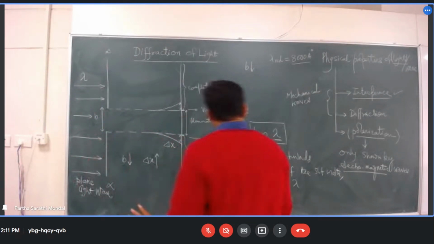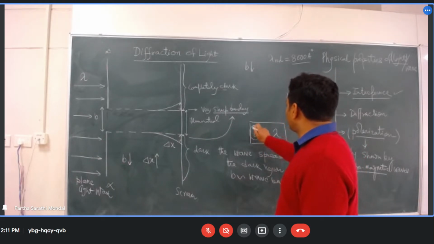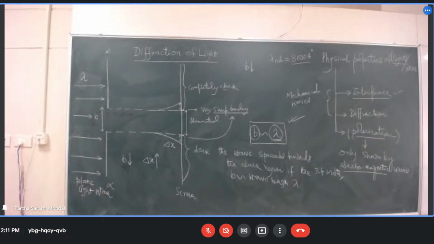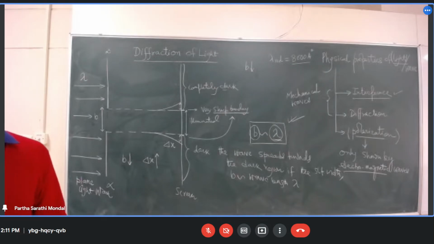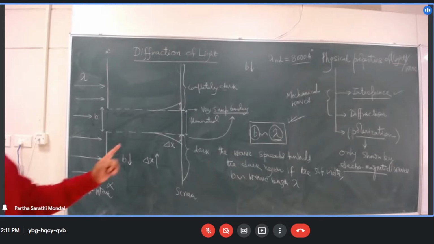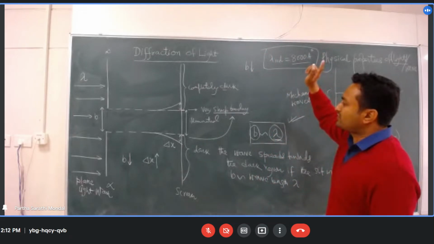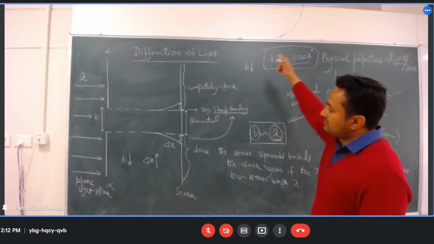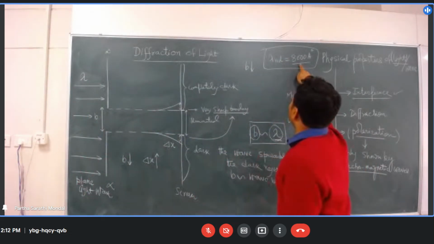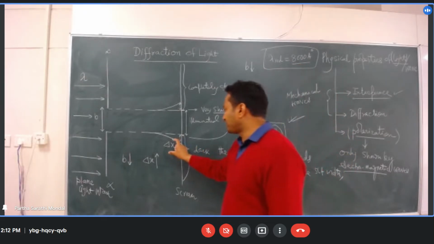Now you just remember that the diffraction phenomenon happens only when the slit width is comparable to the wavelength of the light used. इसको बोलते हैं diffraction limit. Now suppose you use red light, then your diffraction limit will be 8,000 angstrom. That means if the slit width is comparable to 8,000 angstrom, then you will see a large amount of diffraction. That means delta X will be large.